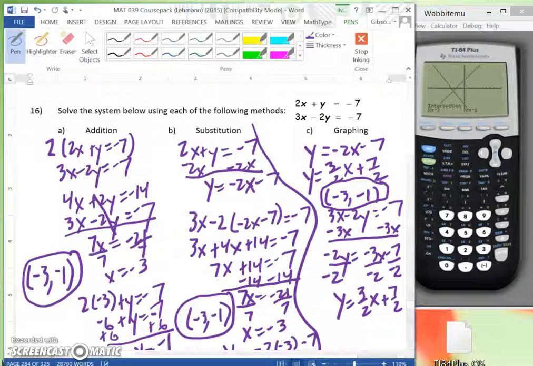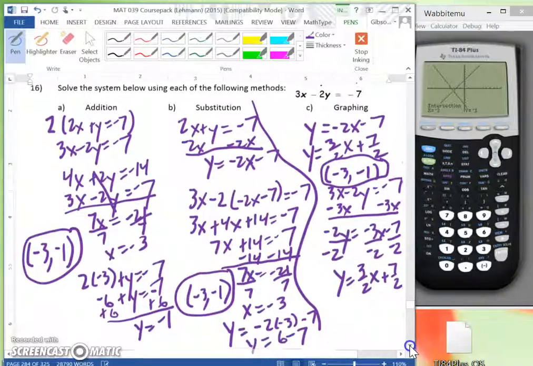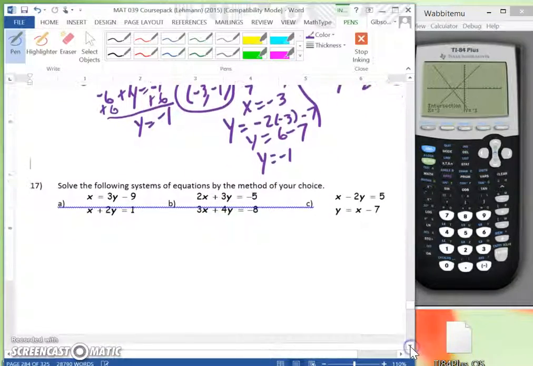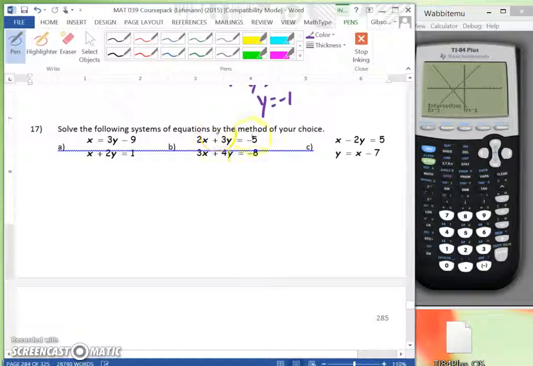So these are the 3 methods that you have at your disposal. Now we scroll down here to 17. Now 17 is more of the same, but they tell you to use the method of your choice. So that's what I'm going to do. I'm going to continuously do the method of my choice here. This will go a lot faster than what we had before.